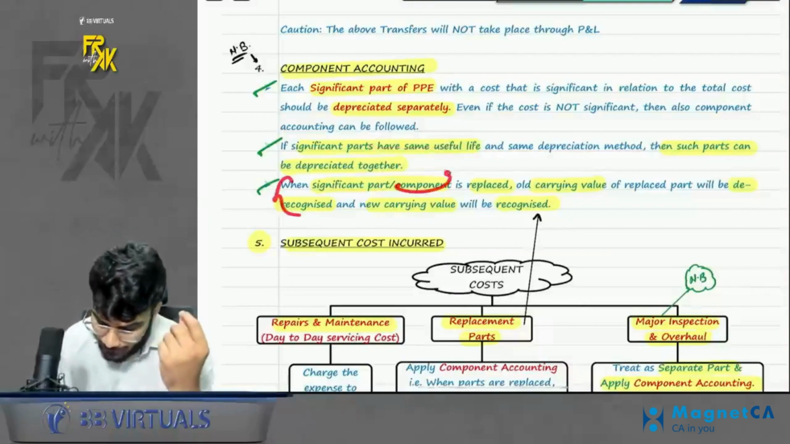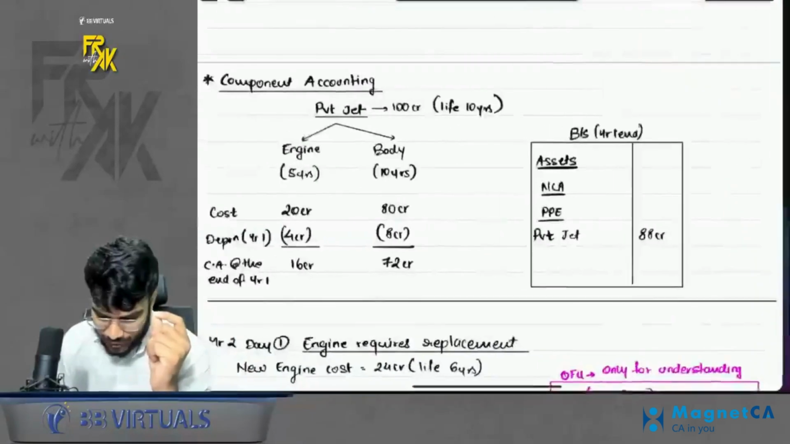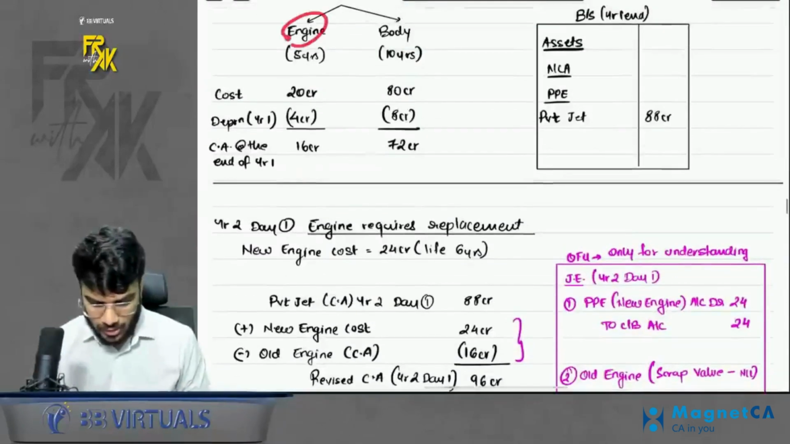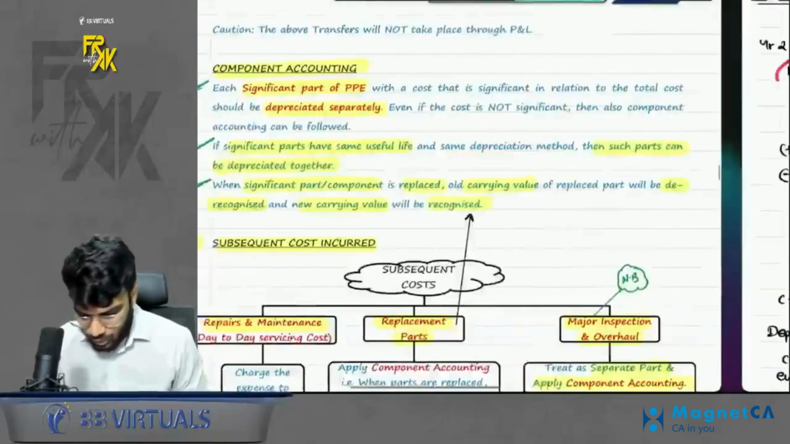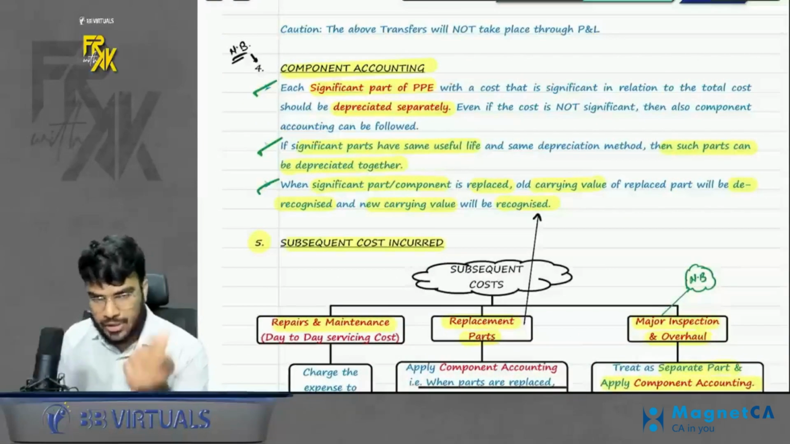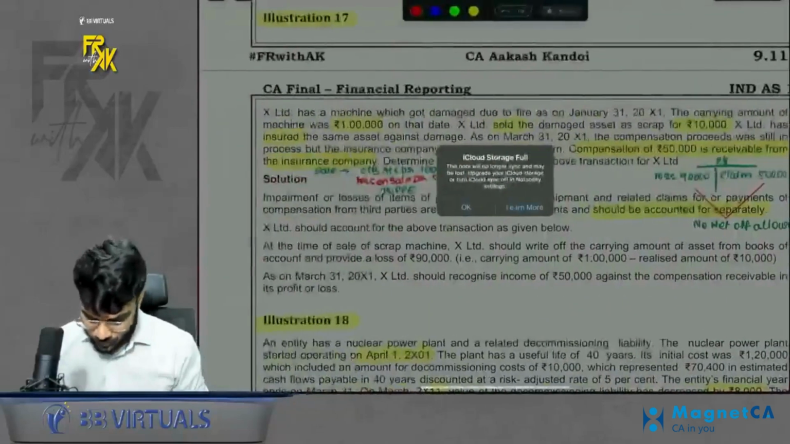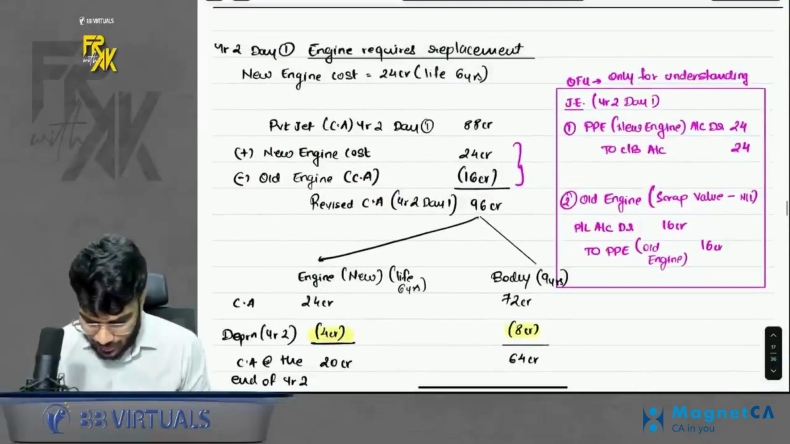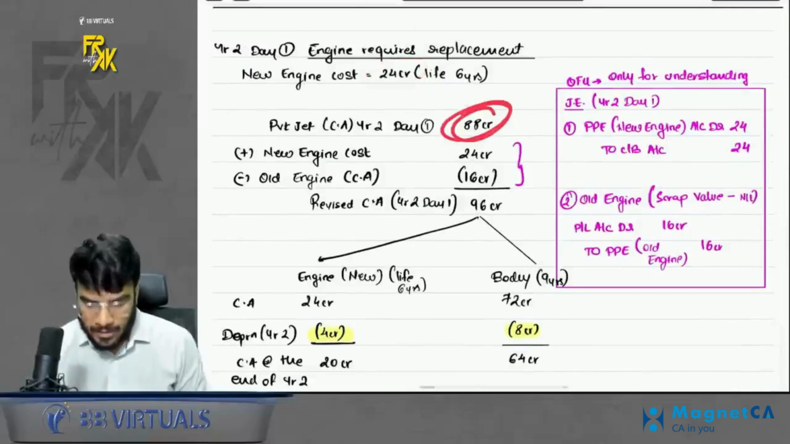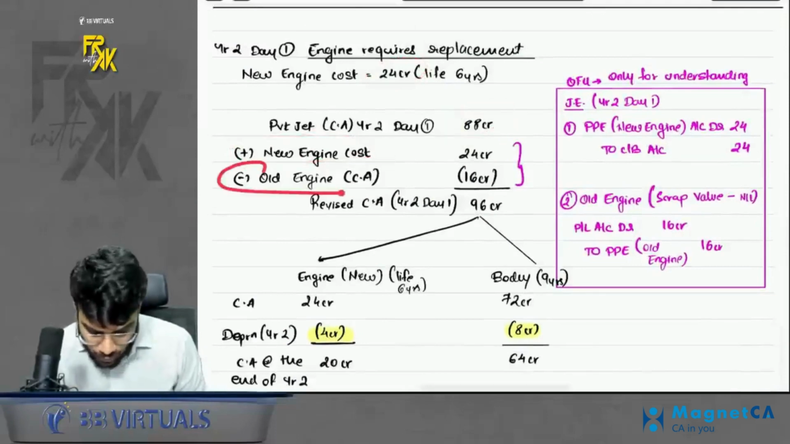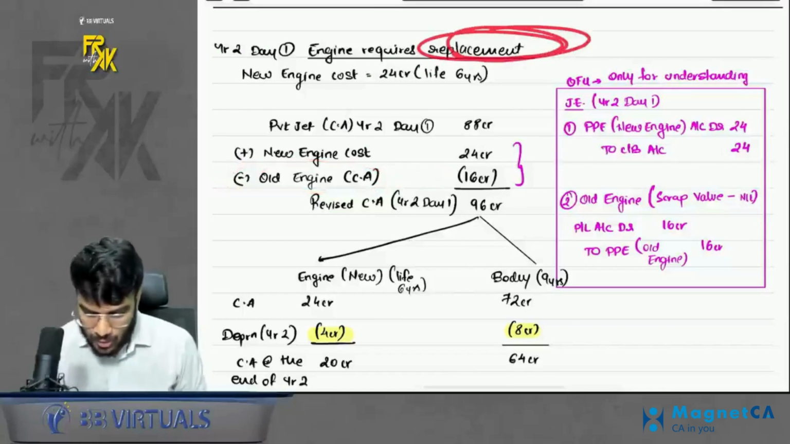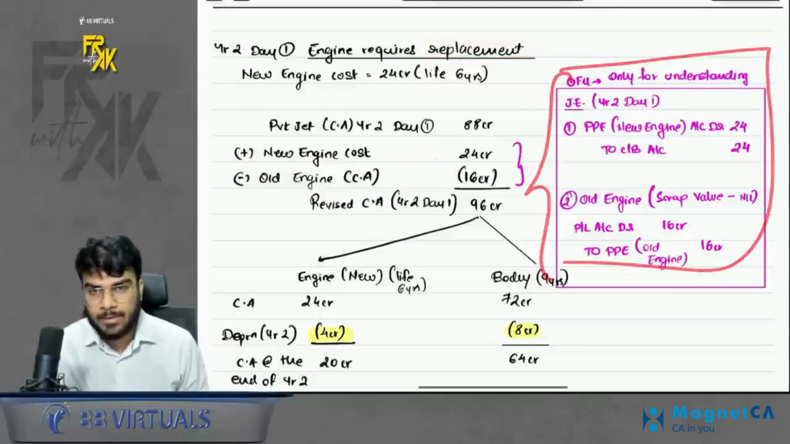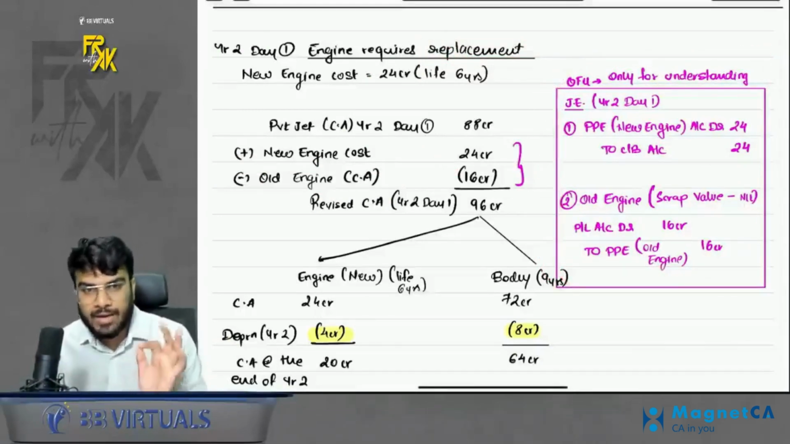Next point is, if you are replacing any part, let's say for example this engine had a life of 5 years, but after 1 year only, I replaced the old engine with a new engine. So what will you do? You will add the new cost of engine and deduct the old carrying amount of engine. Let's say I replaced my old engine with a new engine worth 24 CR. So in my carrying amount of the private jet, I will add the new cost of engine and deduct the old carrying amount of engine. Why? Because I'm replacing the engine. So the old engine is going out and the new engine is getting installed, right? Entries are also given for understanding purposes, but you have to do this. So this is known as component accounting when it is replaced, right?